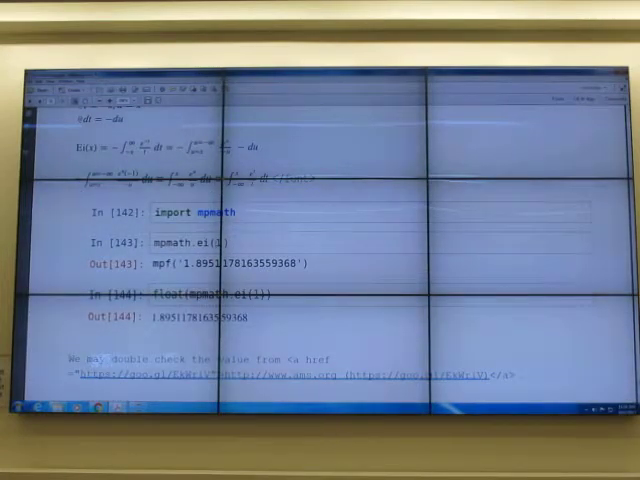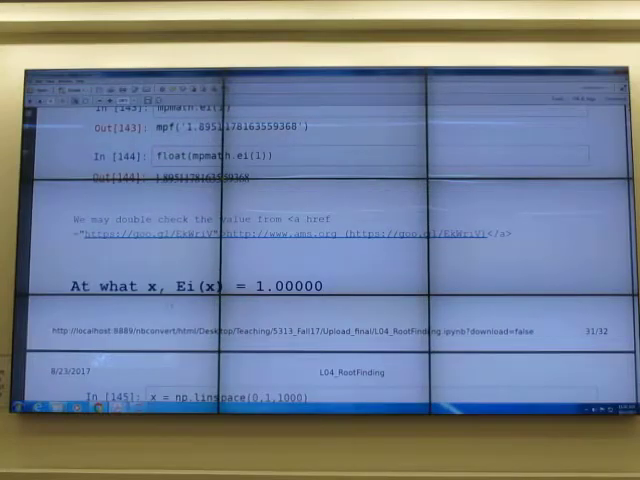mp.ei(1), it gives me, you see this quotation mark? It's kind of a string, 1.89511 something. Float of mp.ei(1), it changed from that string to a float.